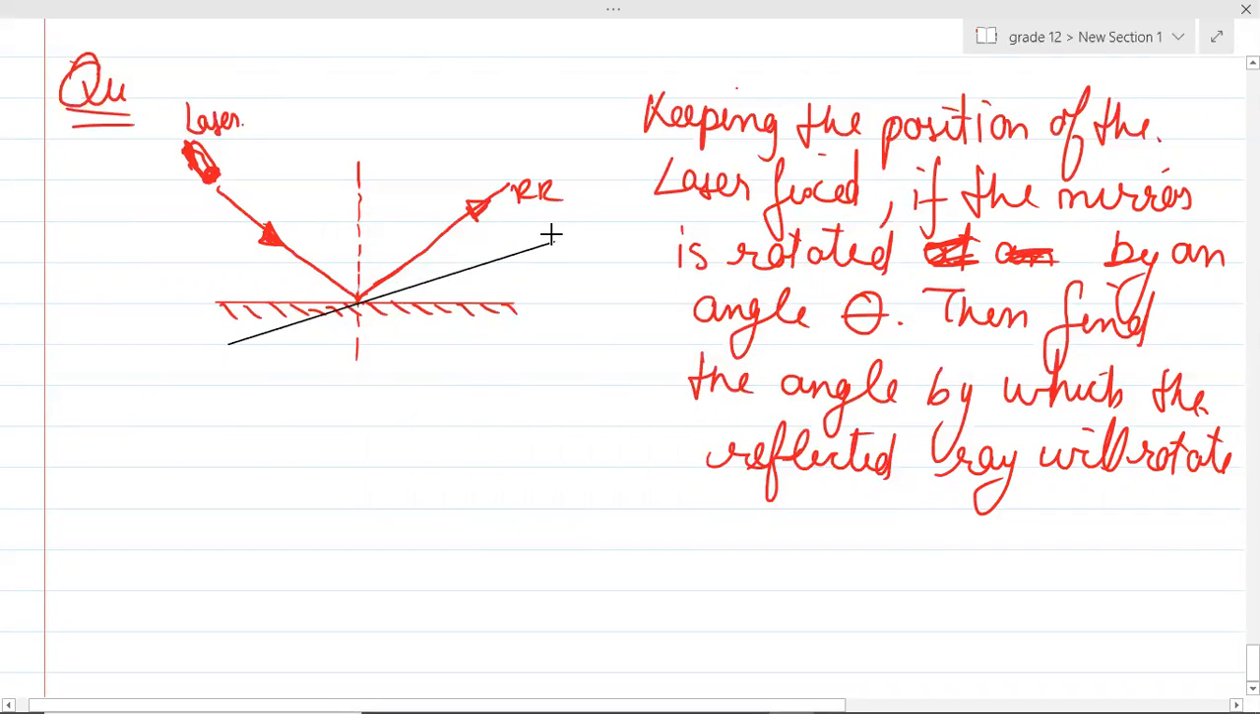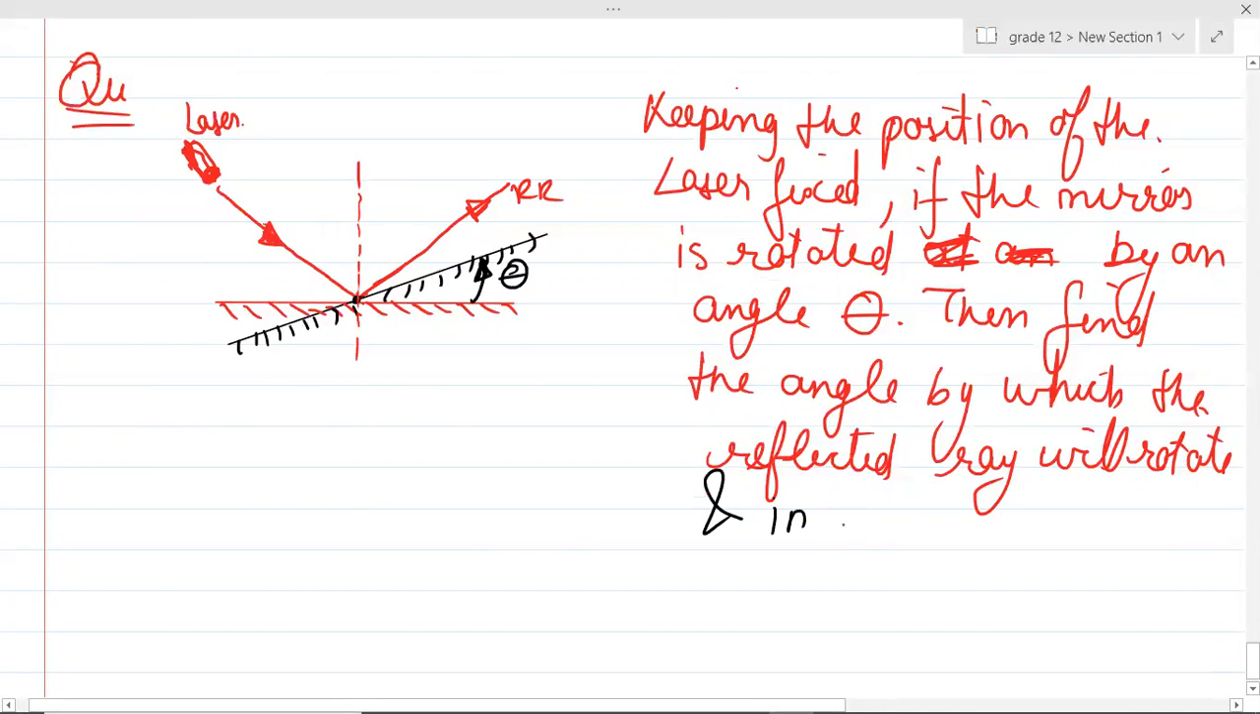Can you see, guys, this is the point of incidence? About this point of incidence, I have rotated the mirror by an angle theta. Then can anyone tell me where exactly this reflected ray will move? This reflected ray will also be tilted by a certain angle, right? So I want you to find out by what angle the reflected ray will rotate and in what sense.